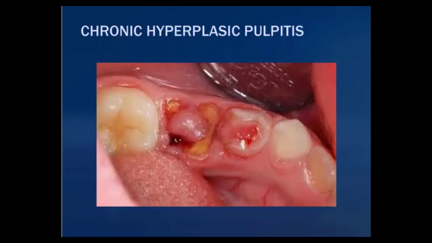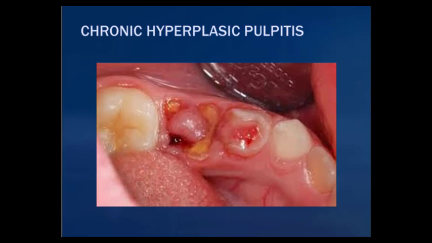Chronic hyperplastic pulpitis. You are going to see this particularly in kiddos when that pulp becomes chronically inflamed. So they've had an inflamed pulp for a long time. It will become hyperplastic and protrude from the pulp chamber. It looks very painful, but the text will say that it's not symptomatic.